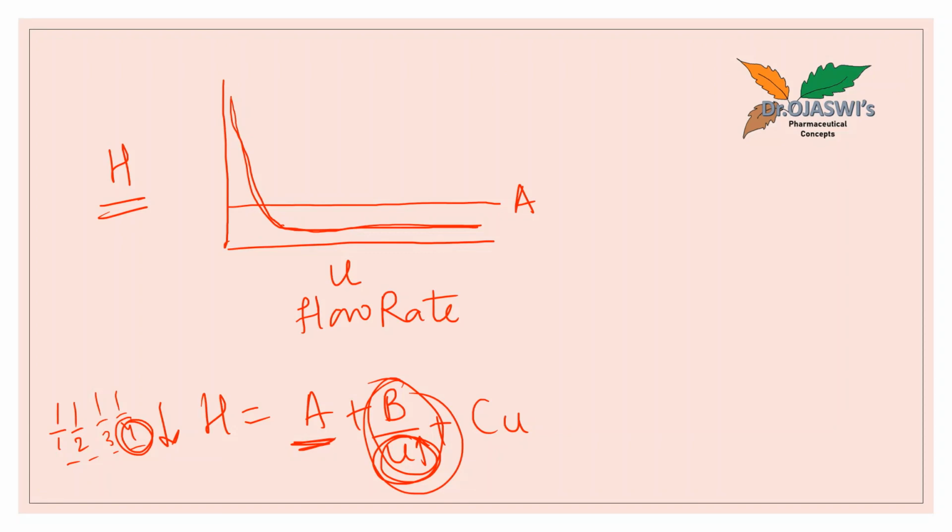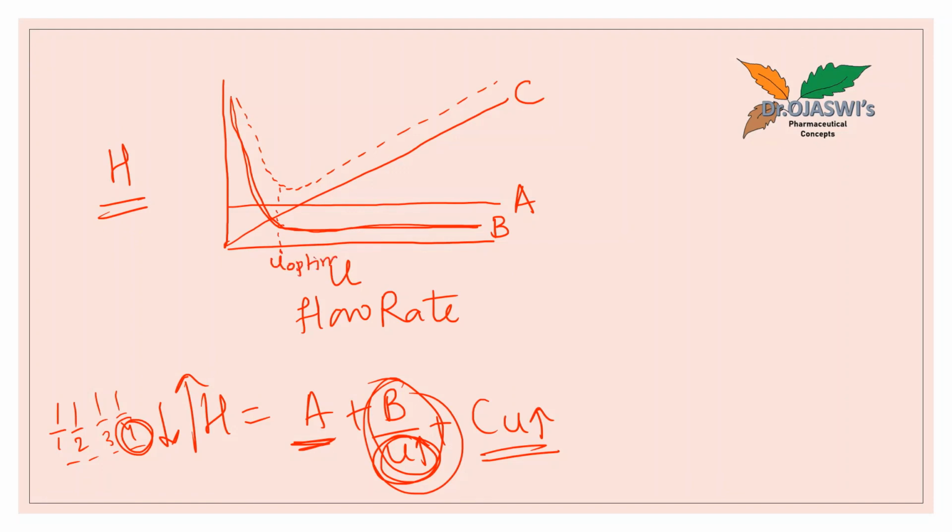And the last term C, direct relationship, as I increase the flow rate, H will be increased. So as flow rate is increased, H will be increased. So this is factor B, this is representing factor C. Okay, and then net effect of all these factors I will draw here with dotted lines, and this point which is there, that is the U optimum, that is the optimum flow rate which is observed.